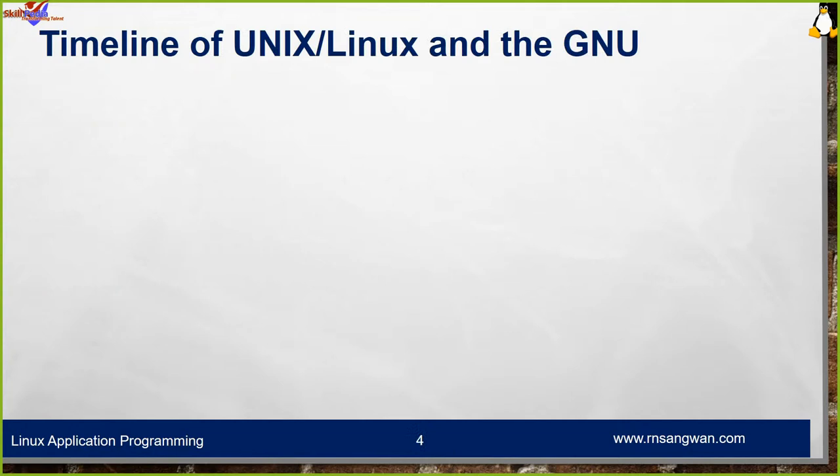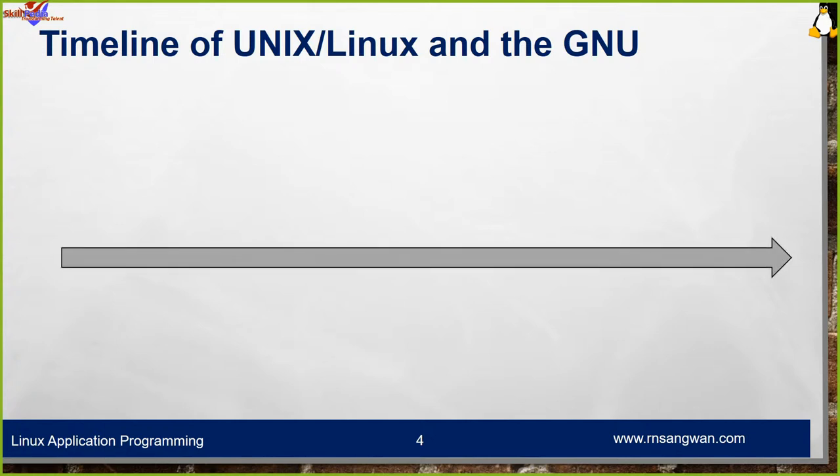Now the timeline: the major milestones in the history of Linux or Unix and GNU. GNU is a recursive full form, it stands for GNU is not Unix. That is the full form of GNU, a recursive full form, GNU is not Unix.